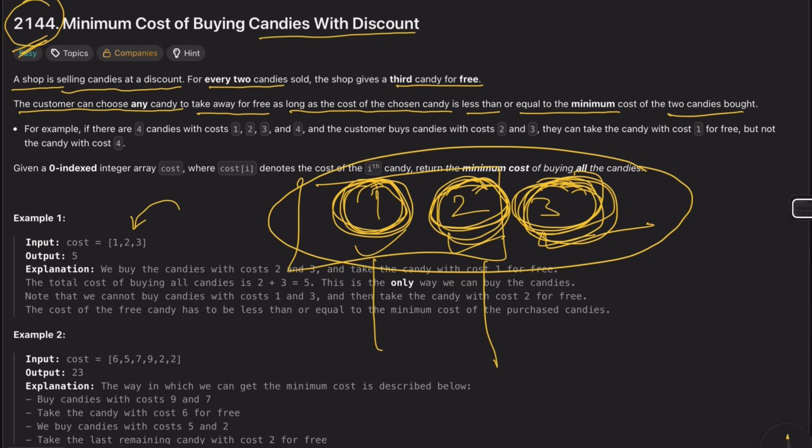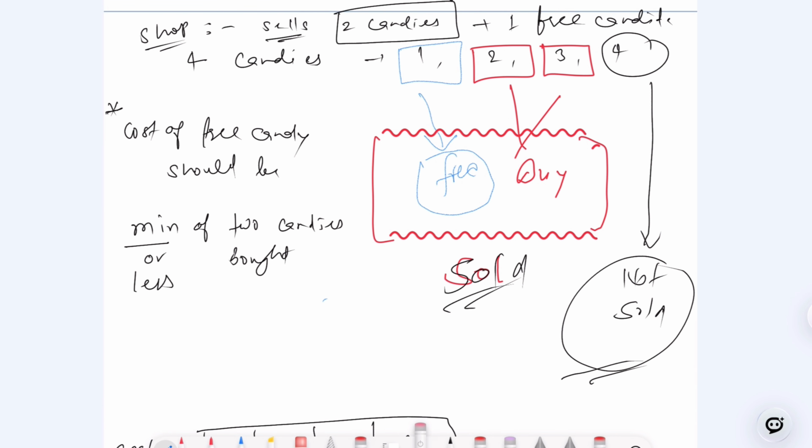Okay, let's try to understand through an example so we'll understand better. Let's go to the board and you will understand clearly. Let me tell you a very simple thing: the shopkeeper sells two candies and gives one candy for free. If there are four candies, let's call them 1 2 3 and 4, so their costs are 1 2 3 4 like this.